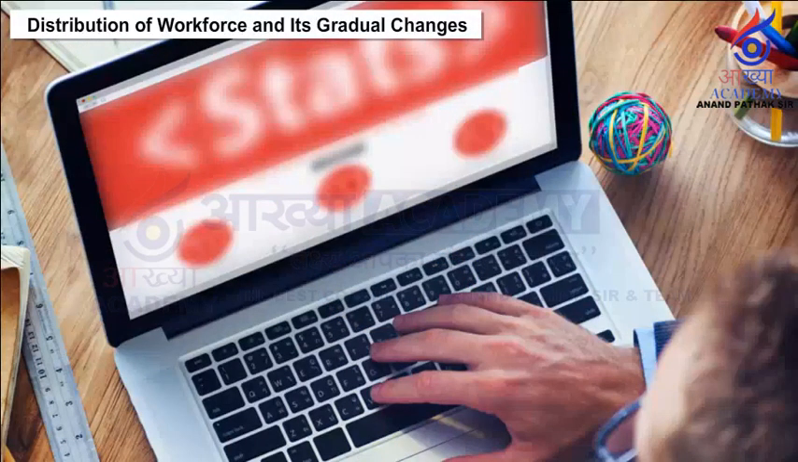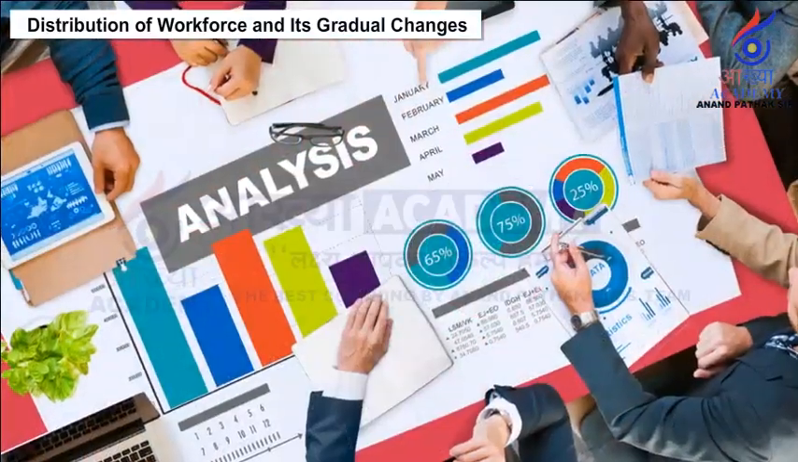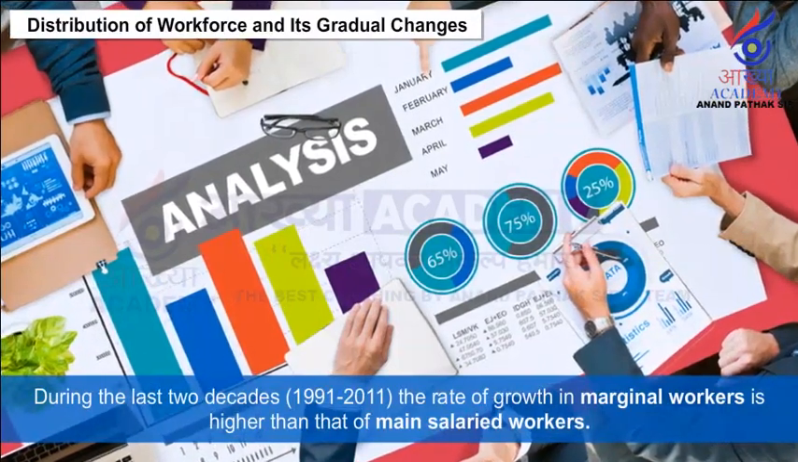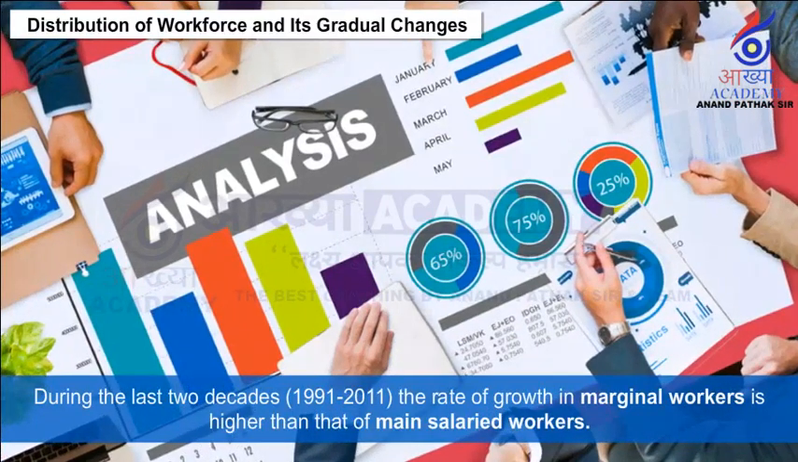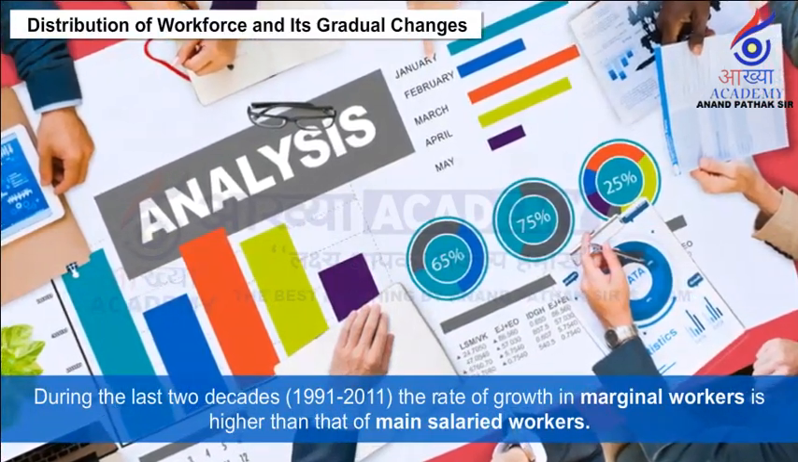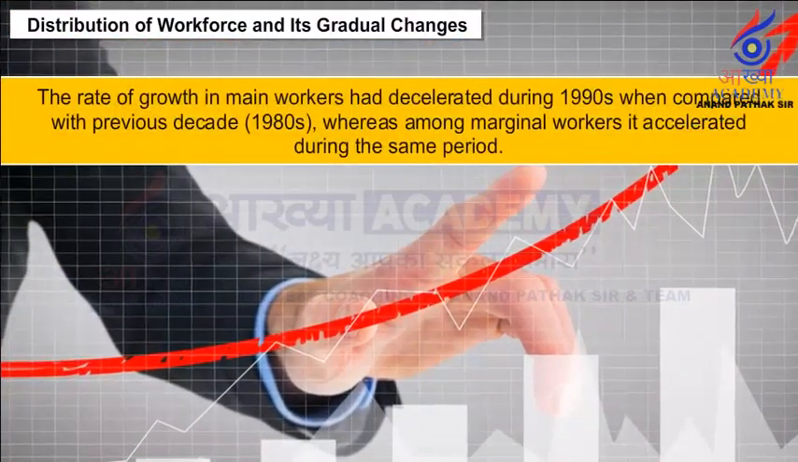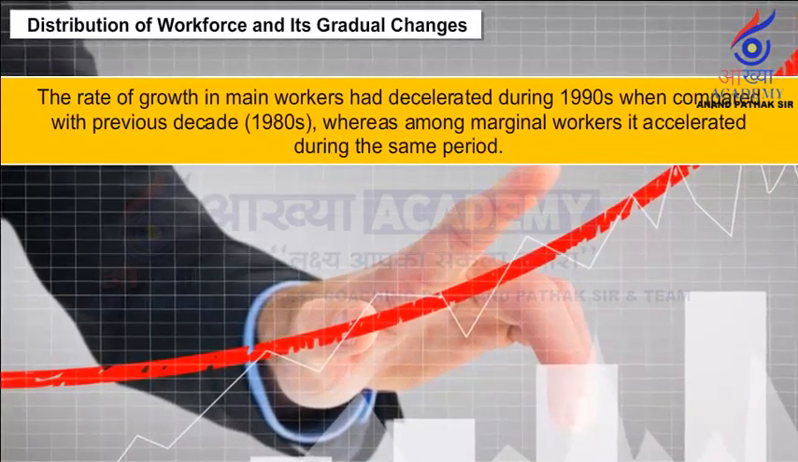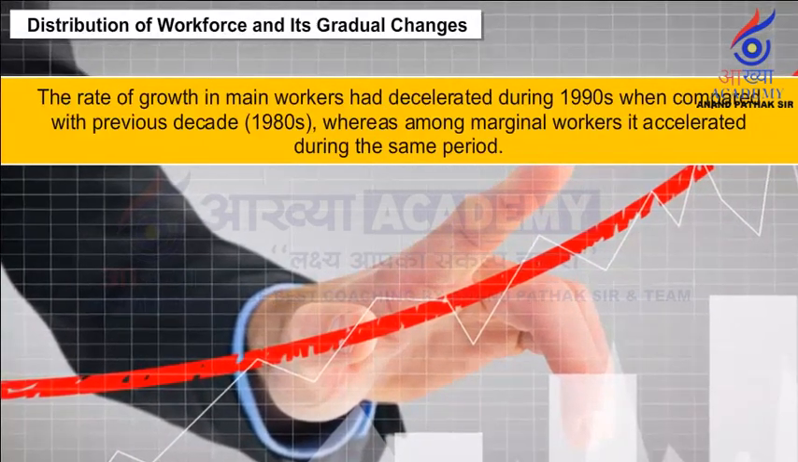Census classifies workers into two categories, that is, main and marginal workers. The analysis of census data shows that during the last two decades, that is, 1991 to 2011, the rate of growth in marginal workers is higher than that of main salaried workers. The rate of growth in main workers had decelerated during the 1990s when compared with the previous decade, the 1980s, whereas among marginal workers it accelerated during the same period.